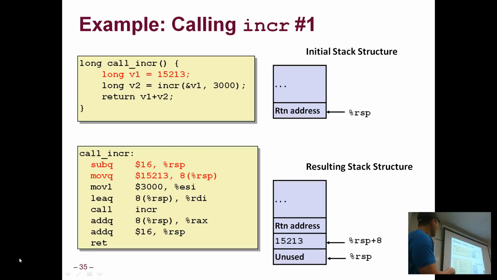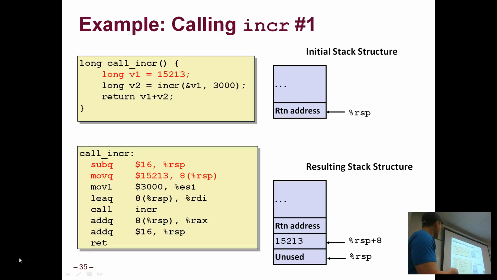And then it moves 15213 into 8(%rsp), and this is your local variable, right? You subtract 16 off of that, and then at the top of the stack you have v2, and then 8 above you have v1. So that's with those two variables, and that's why you're using 8(%rsp). So you're not really using a frame pointer here as well. You're just directly offsetting from the stack pointer.